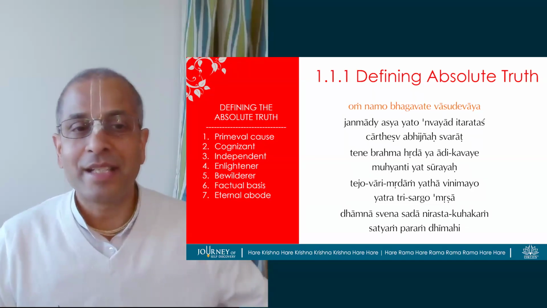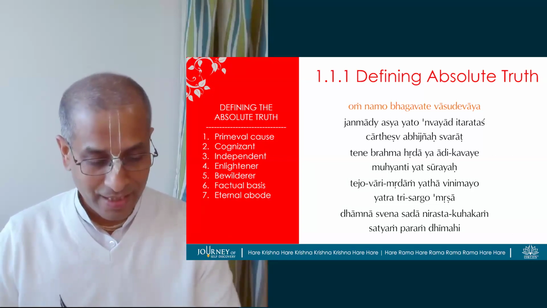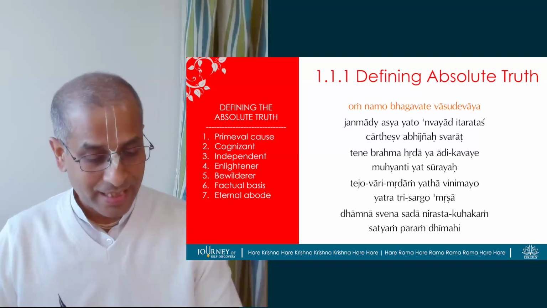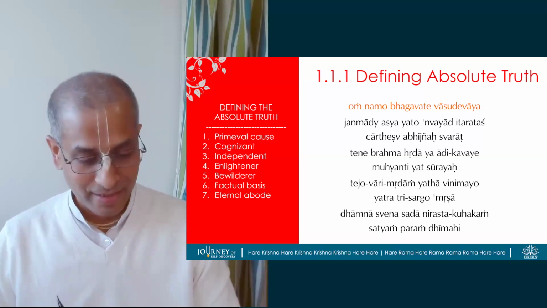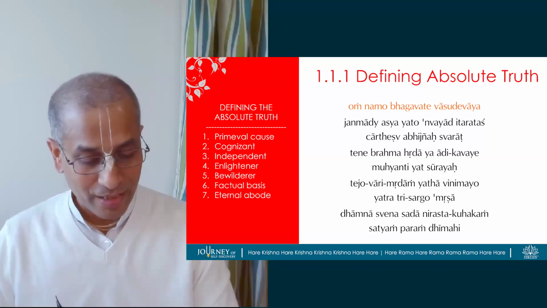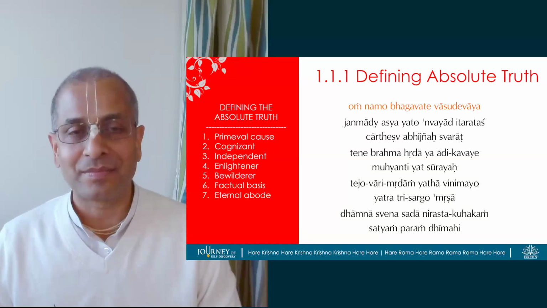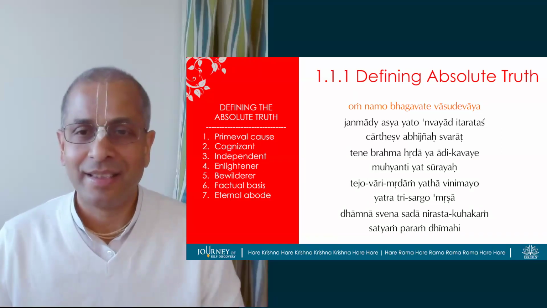Then it is mentioned that he is a bewilderer. He bewilders everyone. Muhyanti yat surayah. Even great sages and demigods are placed into illusion. Tejo-vari-mridam yatha. As one is bewildered by the illusory representations of water seen in fire or land seen on water. So he is the bewilderer.